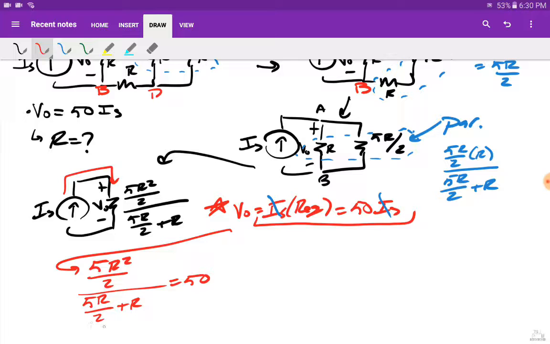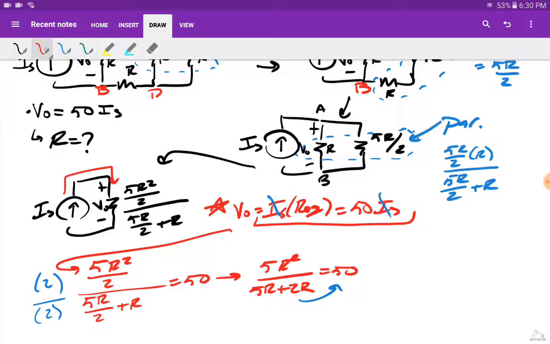I'm going to multiply this over here. Actually, you know what I'll do? I'll multiply the top and bottom on this side by 2 over 2. 2 over 2 is the same thing as multiplying by 1, so I don't really need to worry about doing it on the other side. So I'm going to get 5R squared divided by 5R plus 2R, and that equals 50.